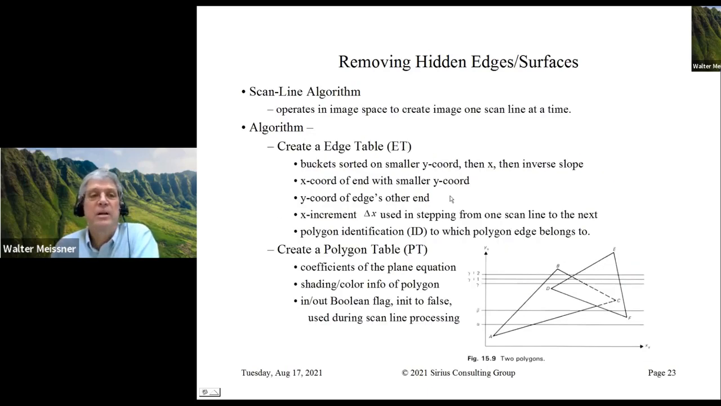Now, there's another way of doing this, and this is probably more suitable if somebody's using a general purpose processor and can create linked lists of a sort. They would create an edge table and a polygon table, sort the polygons within this, and process it that way. So I'm not going to actually go into that.